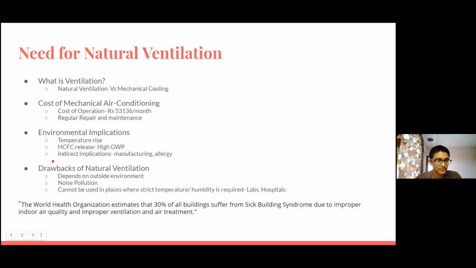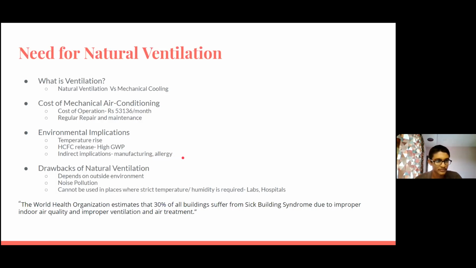Apart from that, there are certain indirect consequences of mechanical cooling, such as the manufacturing processes. Like we know, air conditioners use some kind of plastic, and manufacturing or extracting this plastic is harmful to the environment. And there are certain cases of allergy that are reported due to the processes involved with mechanical cooling.